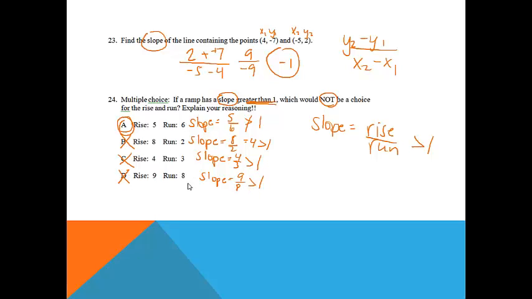And when it says to explain your reasoning, I'm going to say I chose A. The slope in A is 5/6, which is not greater than 1, because remember we were looking for the one that's not. So that's how I would explain it.